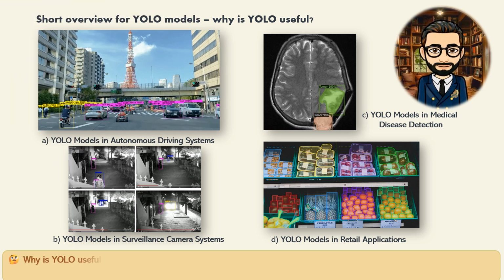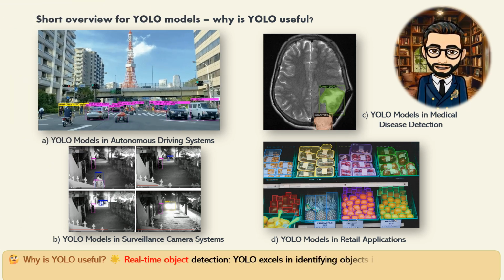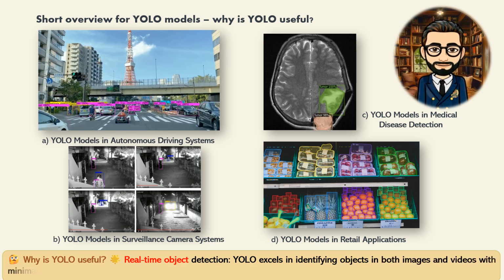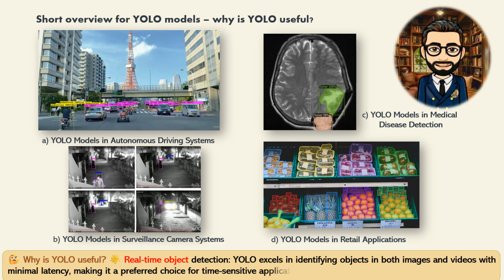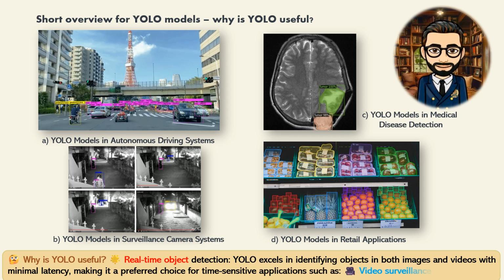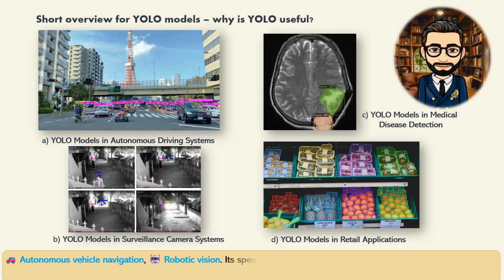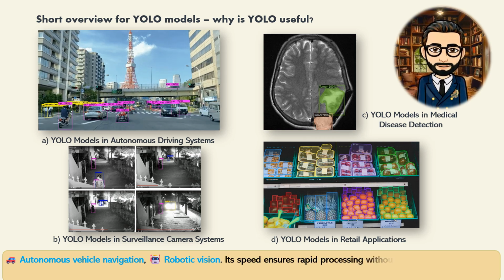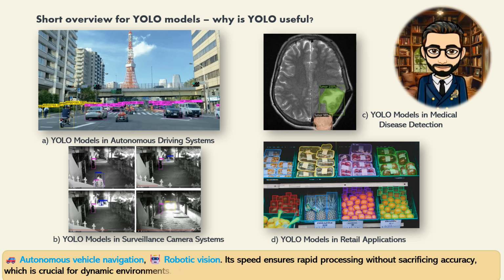Why is YOLO useful? Real-time object detection. YOLO excels in identifying objects in both images and videos with minimal latency, making it a preferred choice for time-sensitive applications such as video surveillance, autonomous vehicle navigation, and robotic vision. Its speed ensures rapid processing without sacrificing accuracy, which is crucial for dynamic environments.